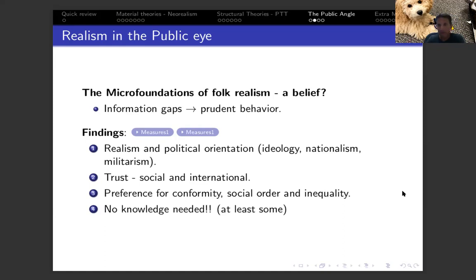Now, the second thing that they did, because this first task only measures the basic foundations of a realist point of view, is check whether this kind of foundation and this kind of view also matters for the different behaviors that individuals are displaying.